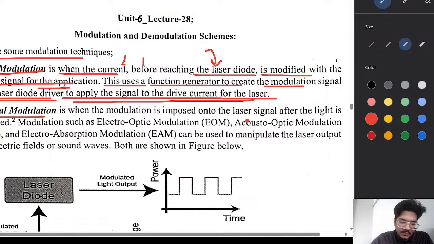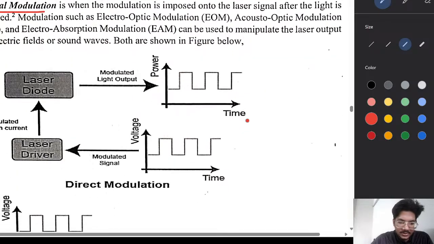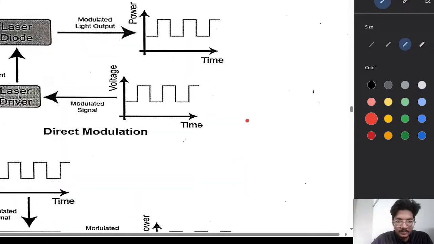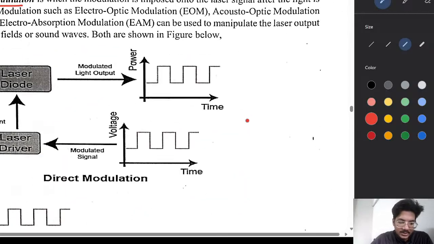So how is it done? By using a function generator or signal generator, we make a modulation signal, like a sine wave or a square wave. The signal is fed into the laser driver circuit, and the driver changes the current going into the laser, so the laser diode output light is modulated accordingly. What gets modulated? When the drive current changes, the intensity is modulated: increasing the current, the light becomes brighter, and decreasing the current, the light becomes weaker. This is the most common type.